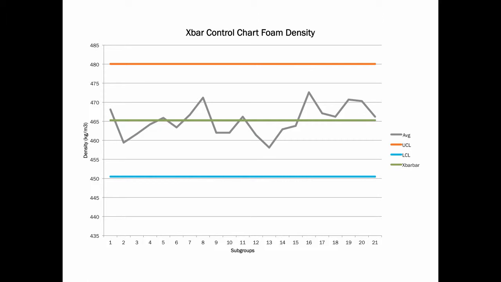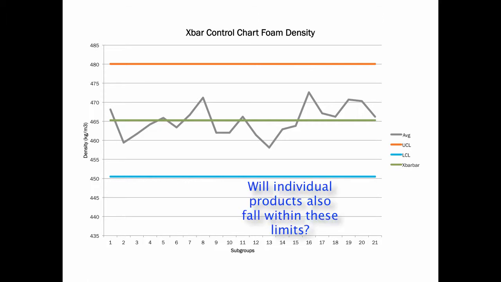There is, however, one interesting thing to consider. These data points are subgroup average values, so I expect my average subgroup values to fall within the upper and lower control limits. Let's ask the question then, what about individual product values? Should I expect individual product values to fall within these control limits as well? So to answer the question, will these individual data points fall within the same control limits of a control chart?